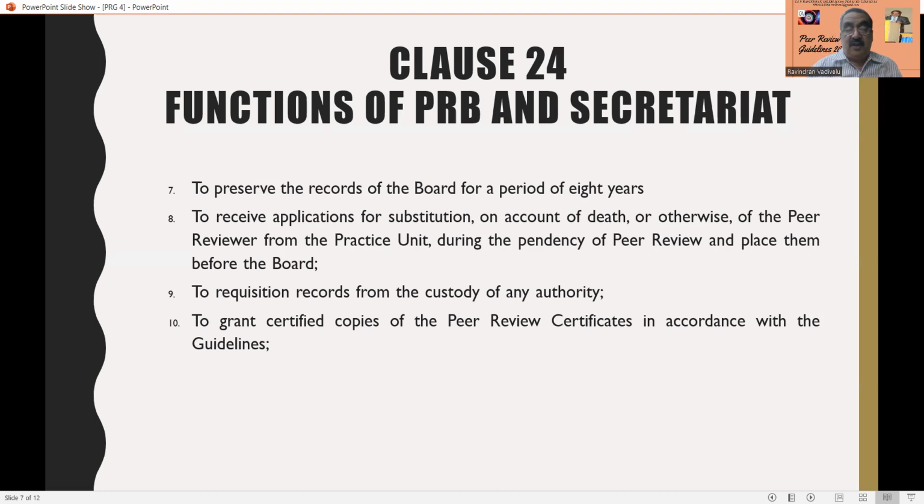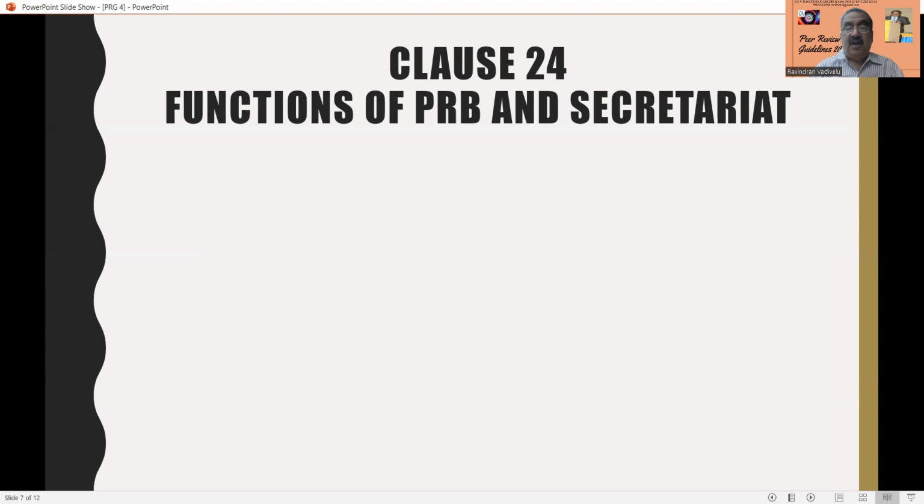Then to requisition records from the custody of any authority, and to grant certified copies of the peer review certificates in accordance with the guidelines. So it is a clear indication that only one original certificate will be issued. In case the peer reviewer or practice unit wants any copies of the peer review certificates, they will be issued as per the guidelines of the ICAI.